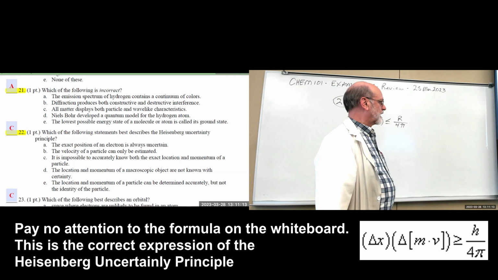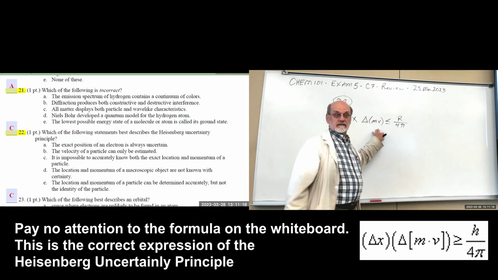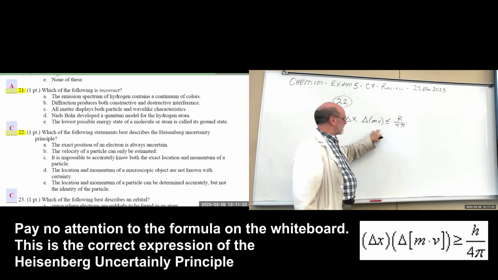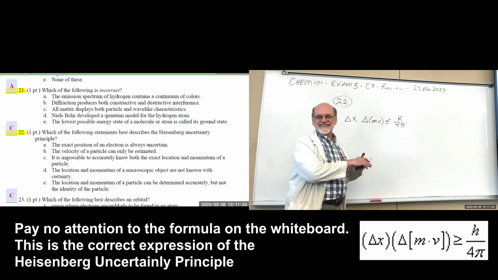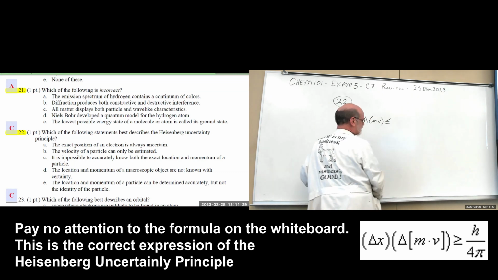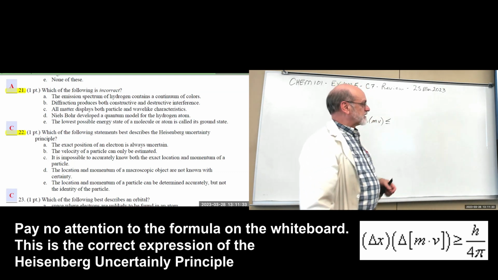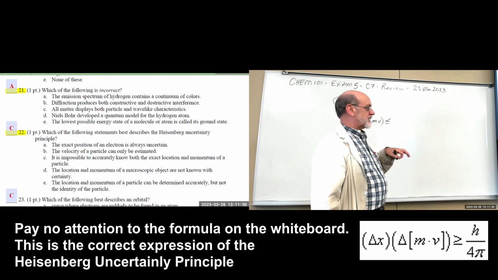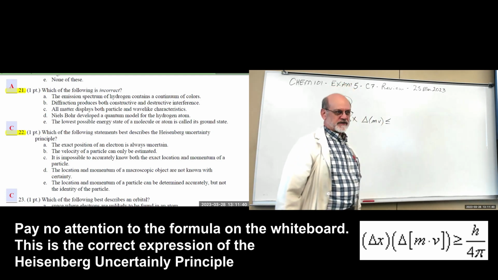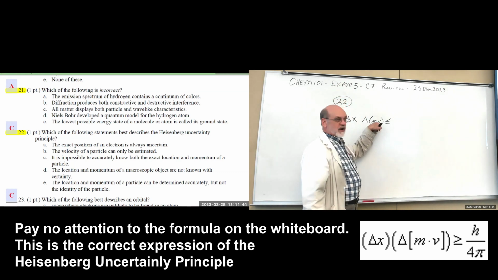The velocity of a particle can only be estimated. No, you can know it with great precision, but then you don't know where it is. That's kind of weird, isn't it? I don't like having that up there because I'm not sure what it is. It's impossible to accurately know both the exact location and the momentum of a particle. That's the one. You can't know both at the same time because of the size of the particle.